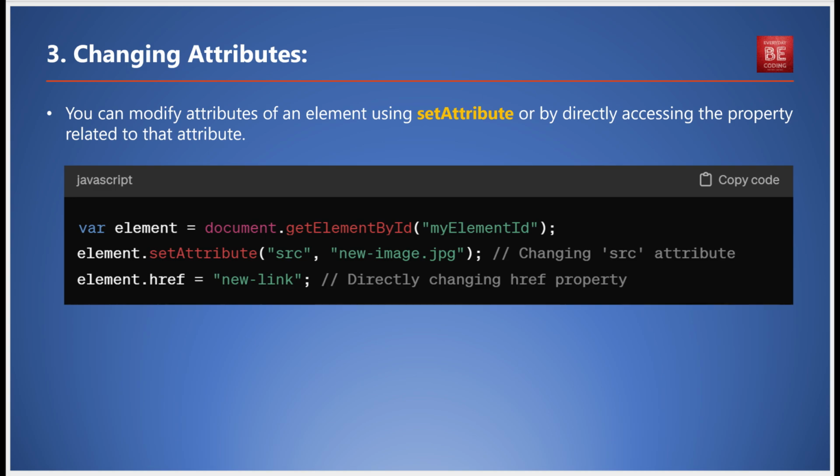Here's how it works. var element = document.getElementById("myElementId"); element.setAttribute("src", "new-image.jpg"); // changing src attribute; element.href = "new link"; // directly changing href property.